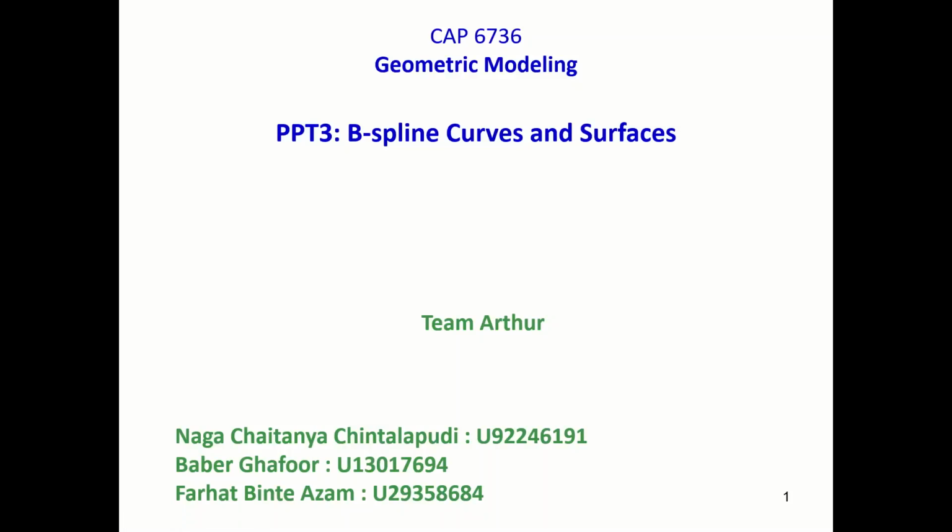Hello everyone, my name is Chaitanya and I am from Team Arthur. My teammates are Babar and Farhat. We are going to give a presentation on B-spline curves and surfaces.